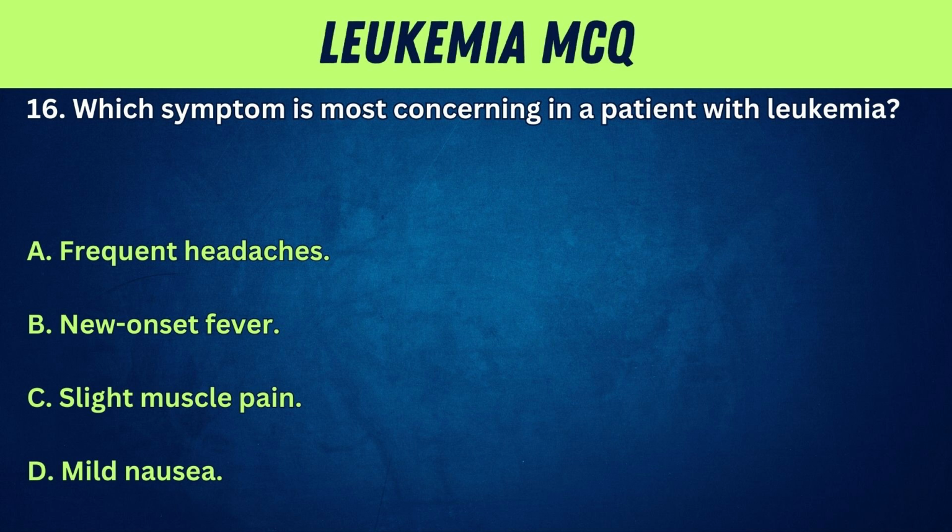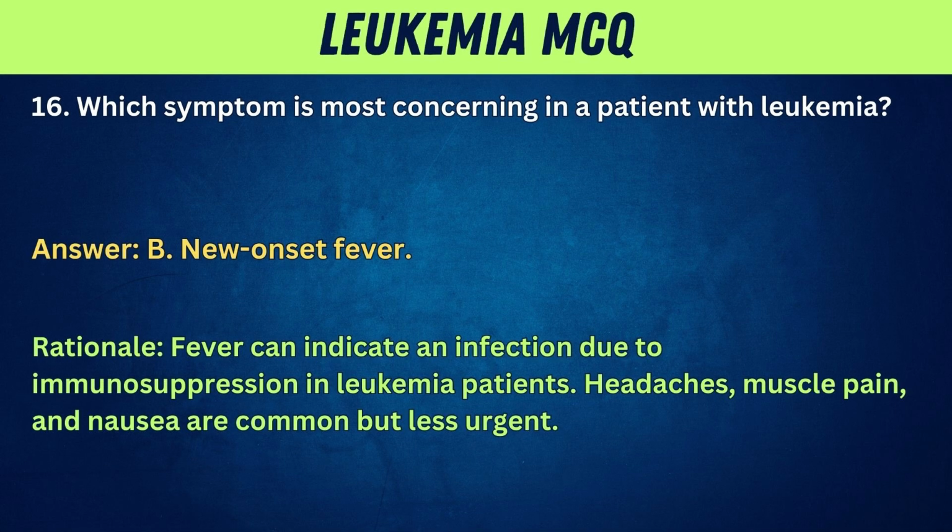16. Which symptom is most concerning in a patient with leukemia? A. Frequent headaches. B. New onset fever. C. Slight muscle pain. D. Mild nausea. Answer: B. New onset fever. Rationale: fever can indicate an infection due to immunosuppression in leukemia patients. Headaches, muscle pain, and nausea are common but less urgent.